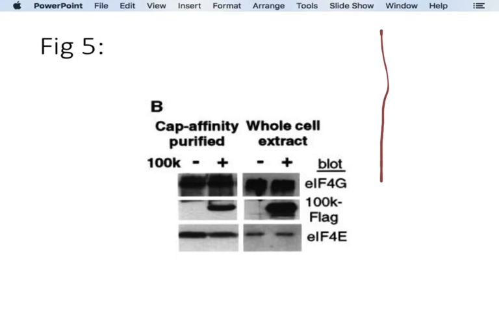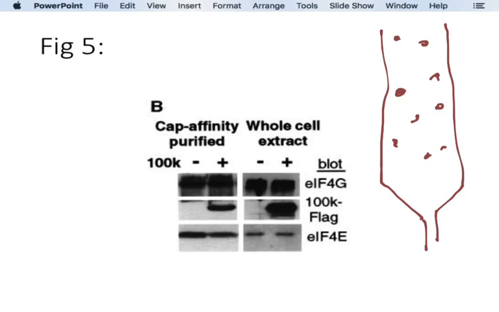It's a method in which you've got a column for chromatography, and in it you've got beads that have 5' caps. Take your protein lysate, pour it in there. EIF4E is going to bind to the cap, and so will anything it's interacting with. Then you elute it out of the column afterwards. What elutes out with EIF4E? And the plus here represents adenoviral infection. The minus means no adenoviral infection.